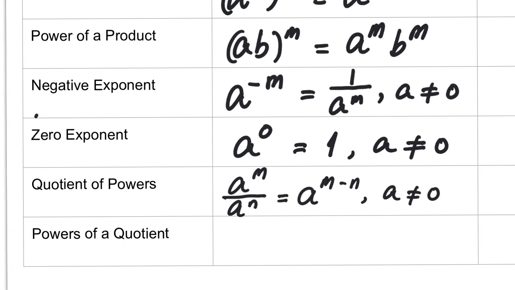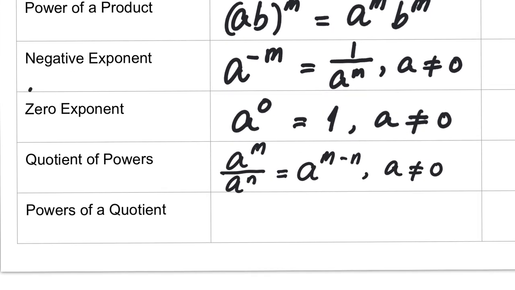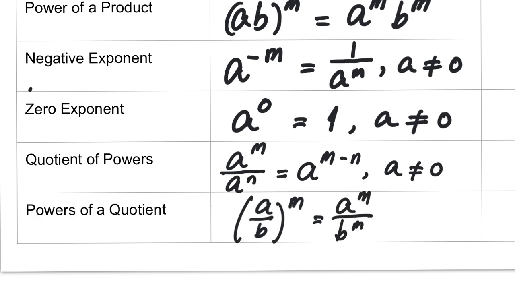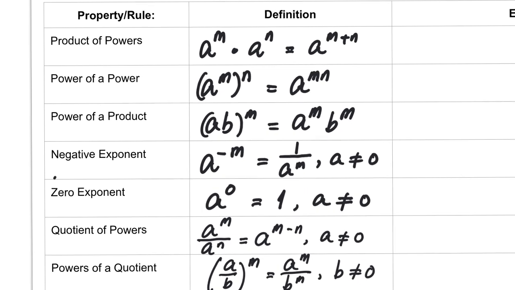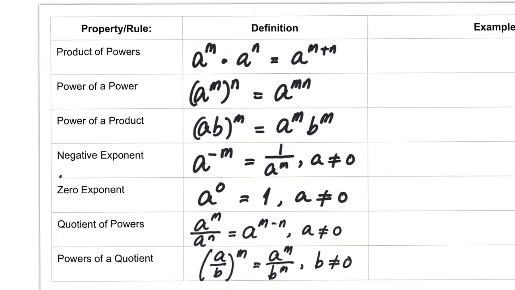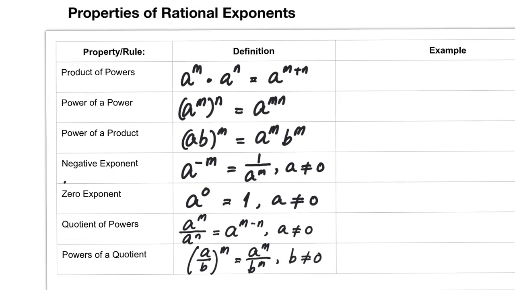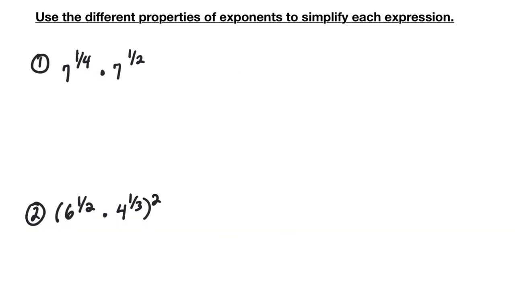The power of a quotient. In here, what we're going to be saying is, let's say, a fraction a over b raised to m. That's going to give you a raised to m all over b raised to m. Now, provision again, b should not be equal to 0. So these are the different properties that we're going to be looking at in this video. Use the different properties of exponents to simplify each expression.